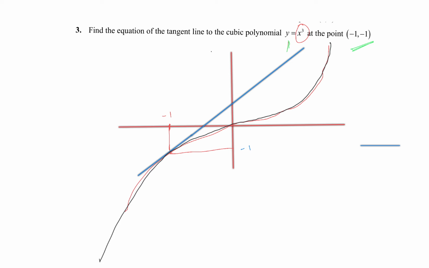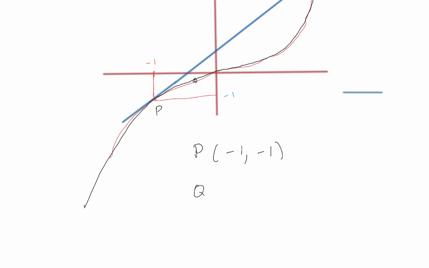So what I imagine is a point Q. This is my point P. My point P is the point (-1, -1). And the point Q has the coordinates x and x cubed, because it's a point that is here. If this is x cubed, the height is x cubed. This is the point Q, so the point Q is moving.